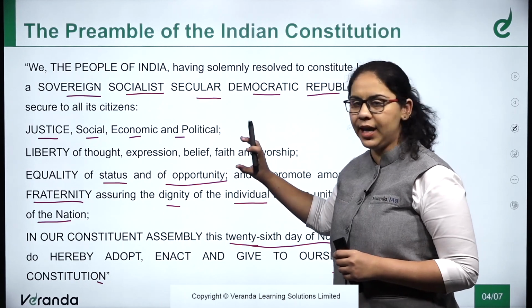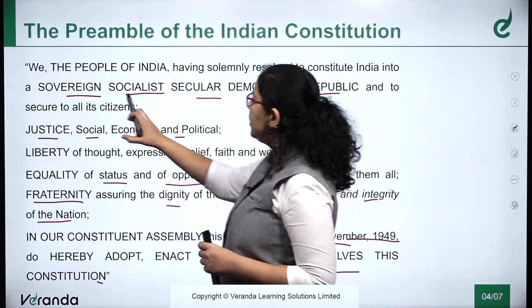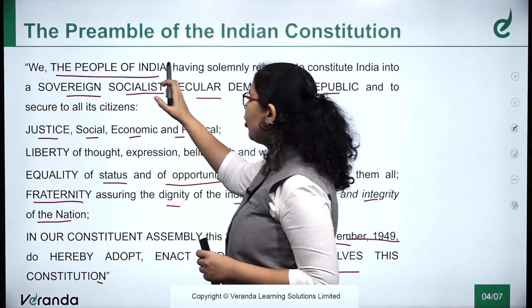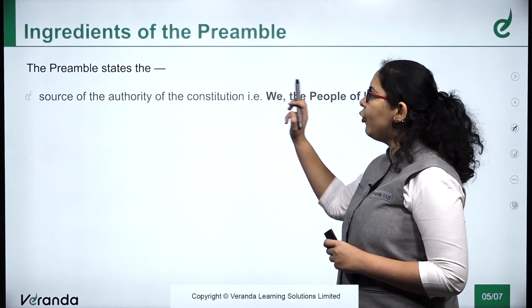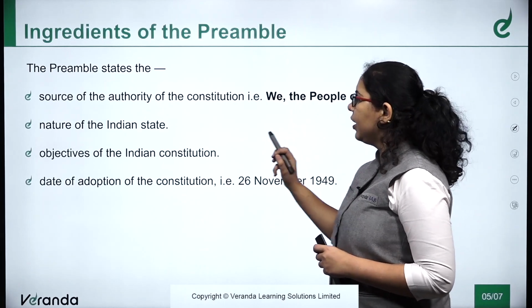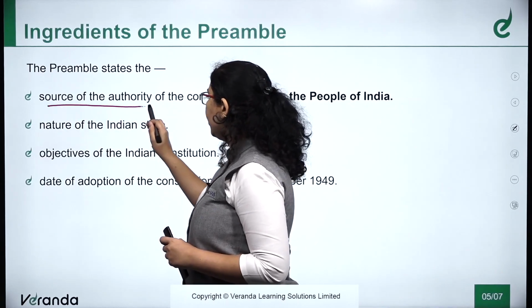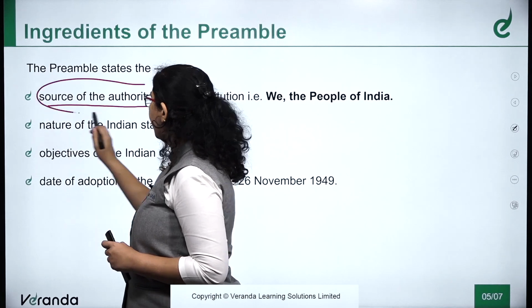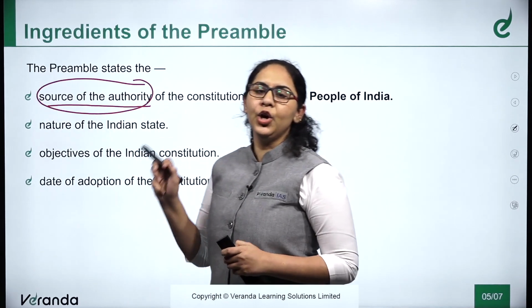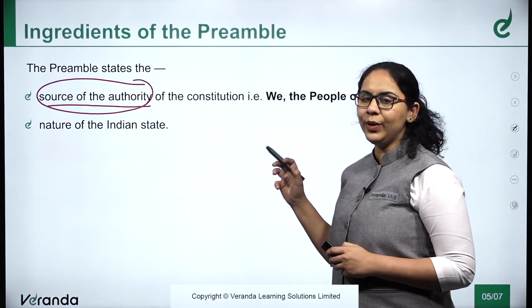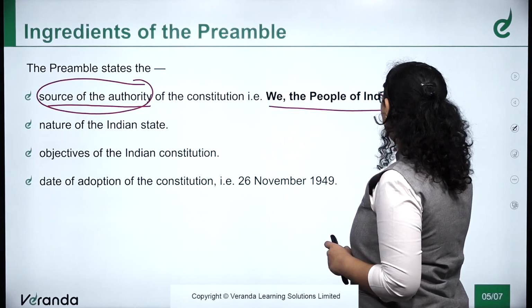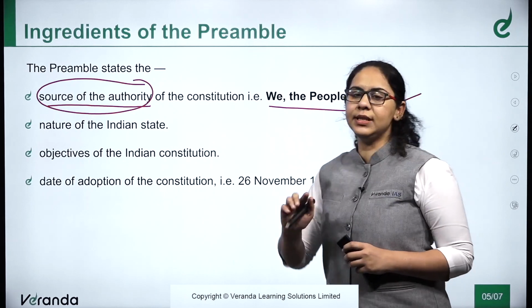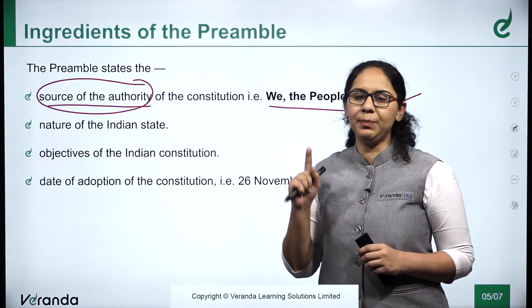What is in the Preamble? These bold words are the ingredients of the Preamble. We'll discuss how. There are 4 ingredients of the Preamble. Number 1 is the source of the authority. What is the source? From where are we deriving the power? We are deriving the power from we the people of India. The very first thing from where the Preamble starts is we the people of India.